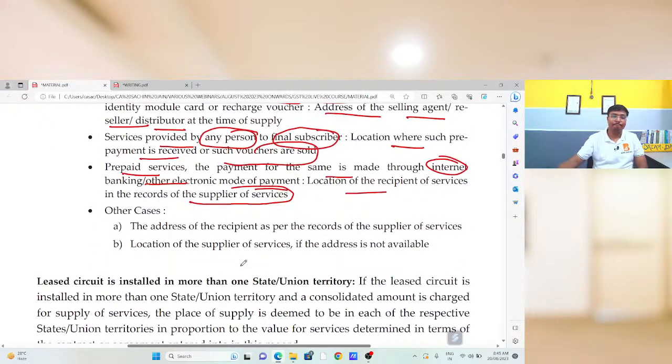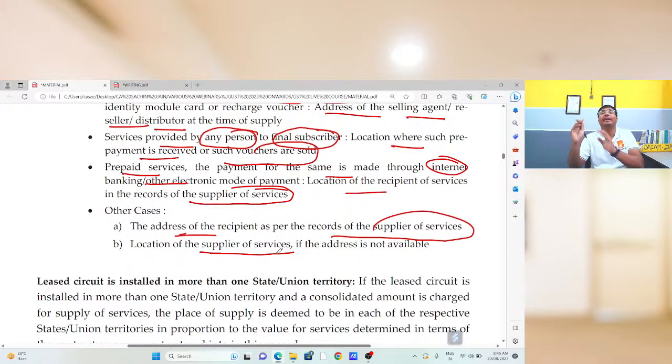Now, other cases: the address of the recipient as per the records of the supplier. If the address is not available, in that case the location of the supplier of the service will be treated as the place of supply. This is the general principle again. So that is the complete concept in case of telecommunication services. Total three categories are there.